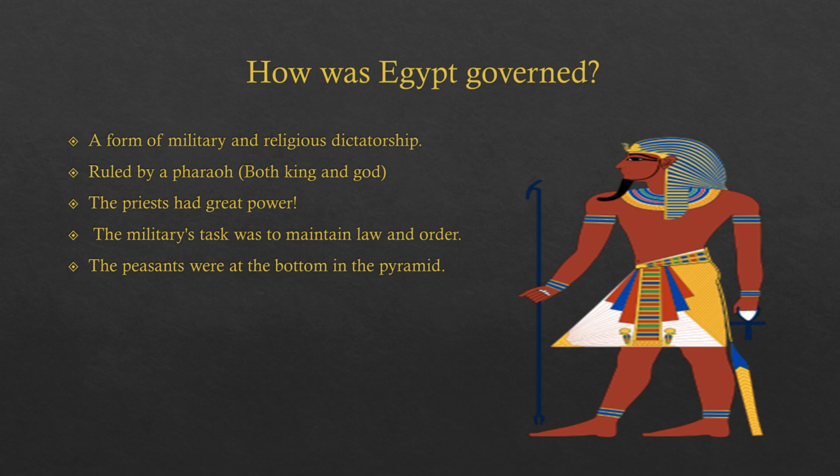So they were right, let's say, under the pharaoh in power. And under them we have the military, whose task it was to maintain law and order. And at the bottom we find the peasants and slaves.